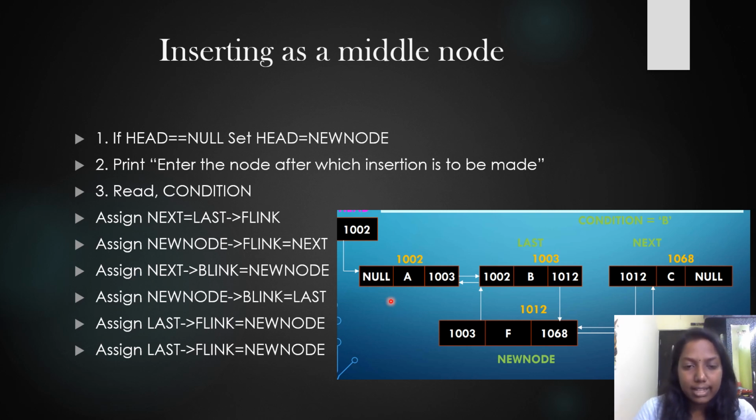Basically, once we find the condition, we assign next, that is this part, to the new node's f link, so this part is assigned to this, and the next b link, this b link, is assigned to new node here again. Now new node's b link, this part, is assigned to the last f link here, and the last f link, this f link, is assigned to new node. This helps us to insert it in between, at the condition that has been provided to us.